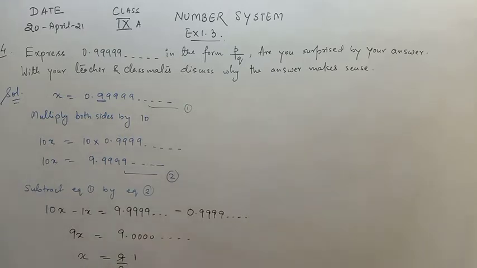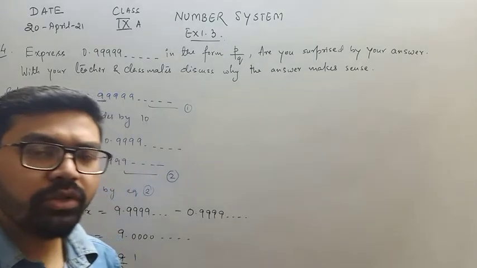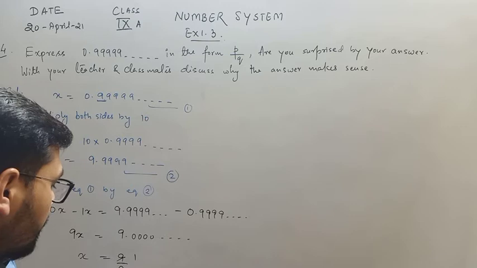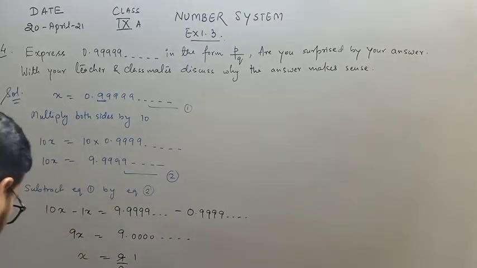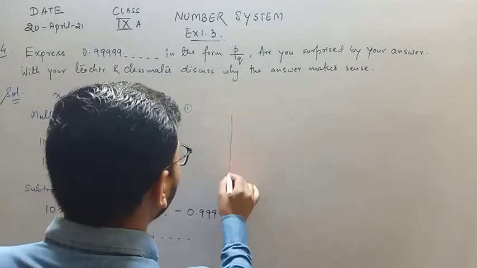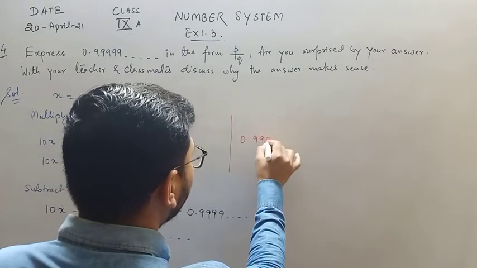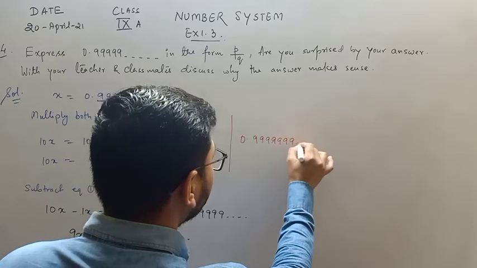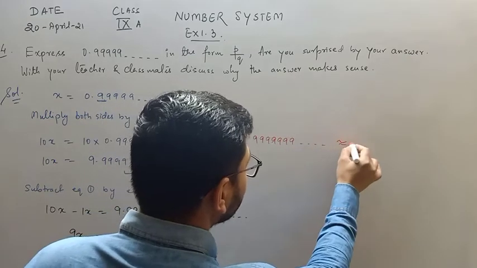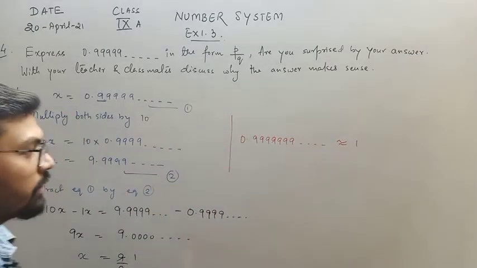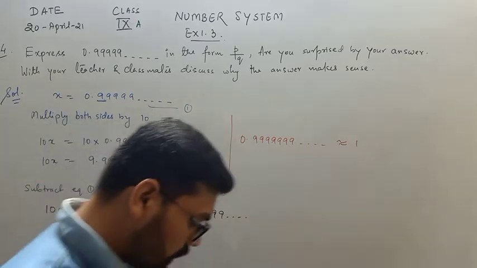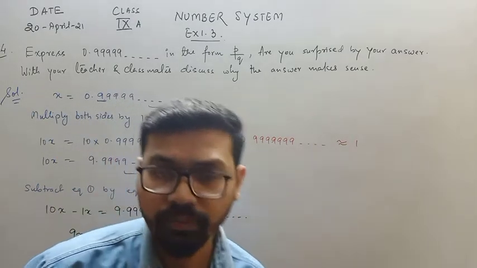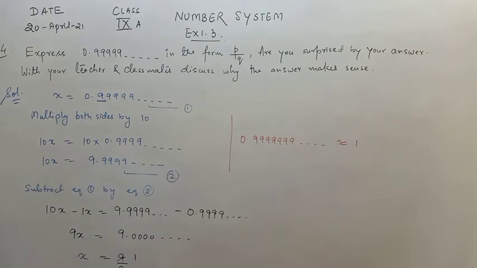So that's why 0.999999 and so on can be represented as equal to 1. Or I can simply write here 0.999999 and so on is equal to 1. Right? Please note it down fast. And if any student has any sort of doubt, they can ask me in the Zoom session. Till that time, please note it down fast.